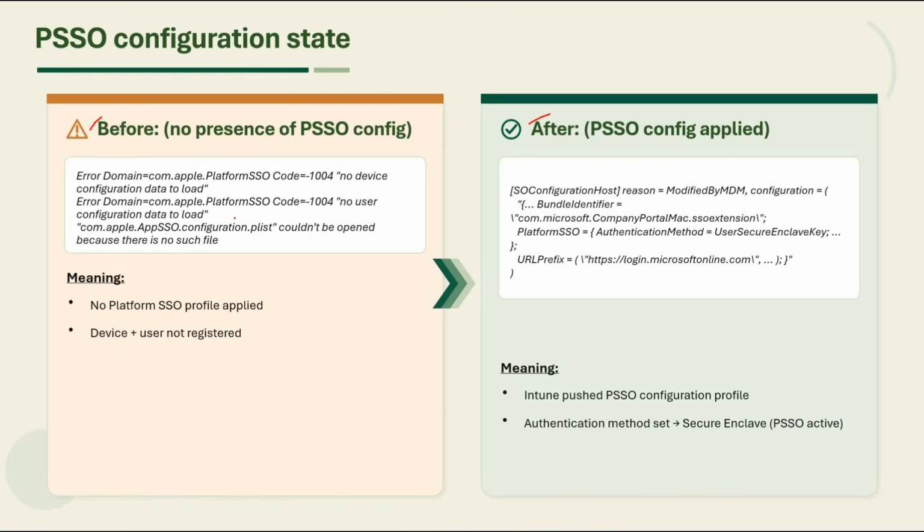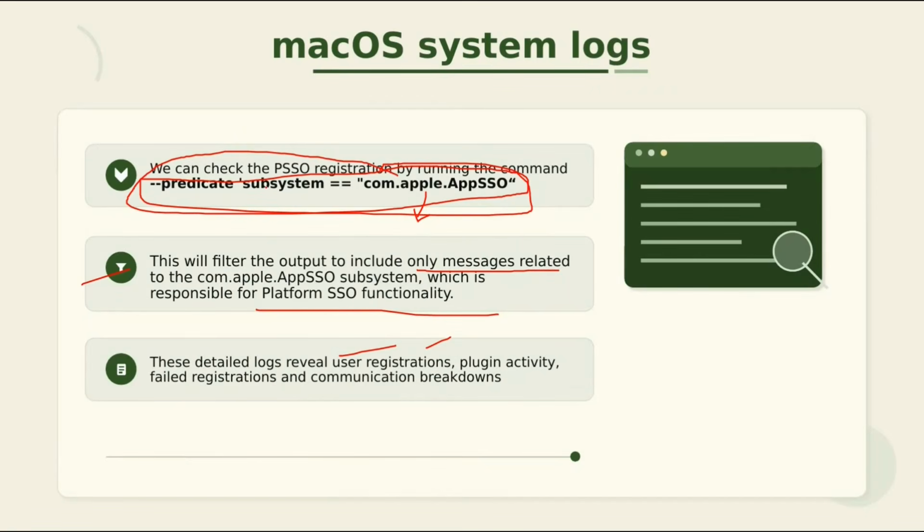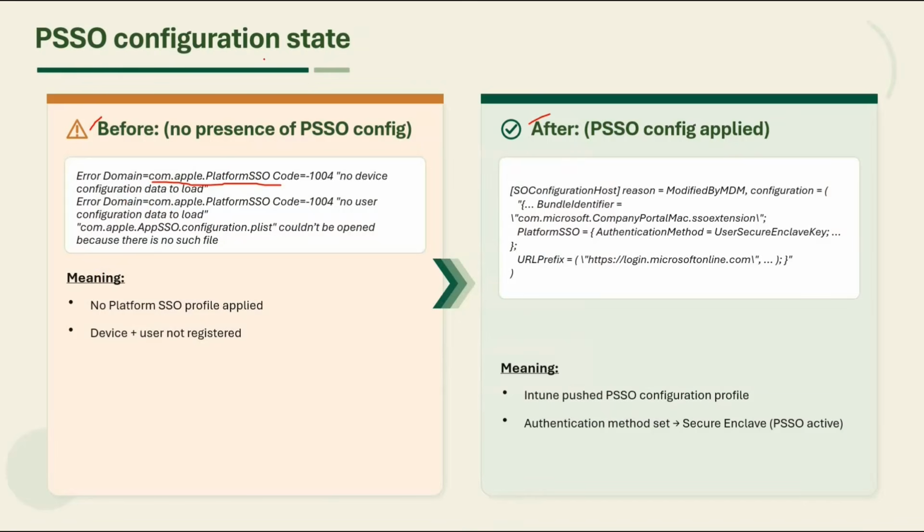Okay. So before we did the PSSO registration, when we ran the command, it shows that for this bundle ID, or the correct word over here is the subsystem, it was showing that there is no device configuration or data to load. Right over here, you can again see no device configuration or data to load. There is no such file. What this means is platform SSO was not applied, and the device and user were not registered.